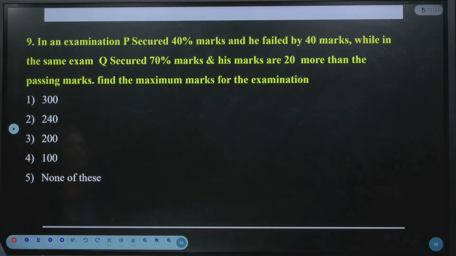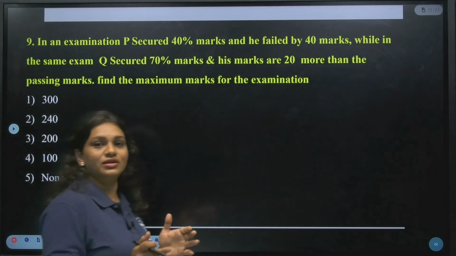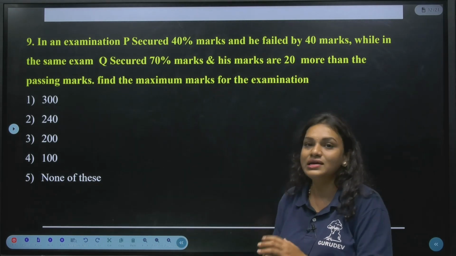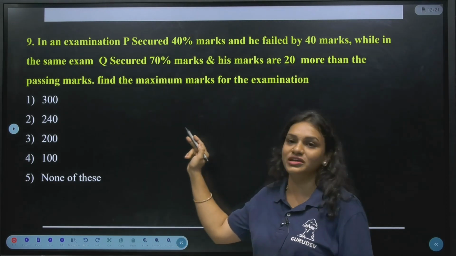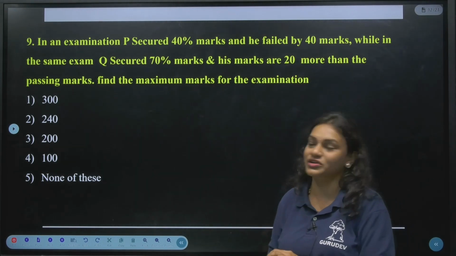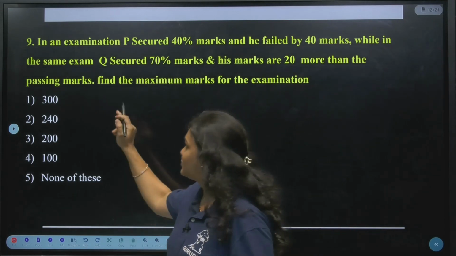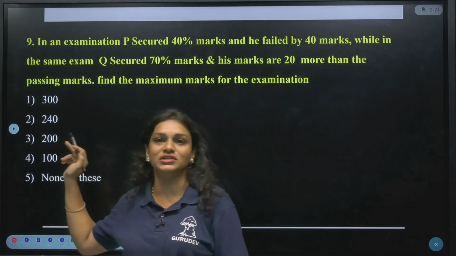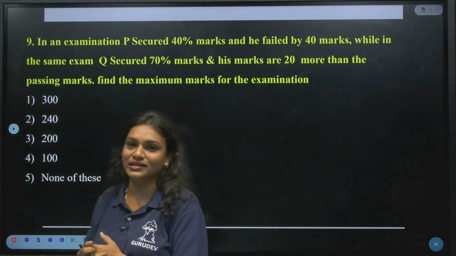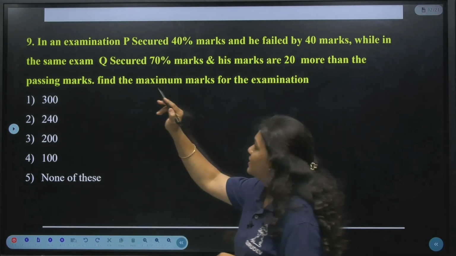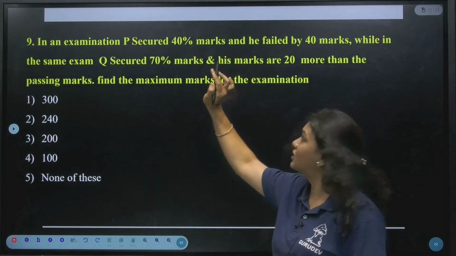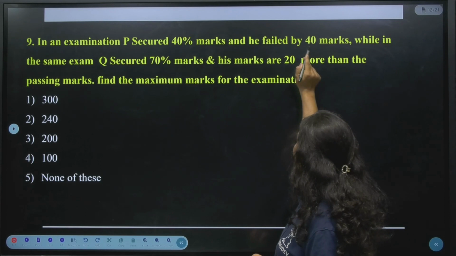In today's session, in one question we used the concept of income, right? Similarly, this is another question, which is based on marks. This is also one of the important questions, guys, and this question was already asked in the IBPS PO exam last year. So try to understand this question. In an examination, P secured 40% marks, and he failed by 40 marks.